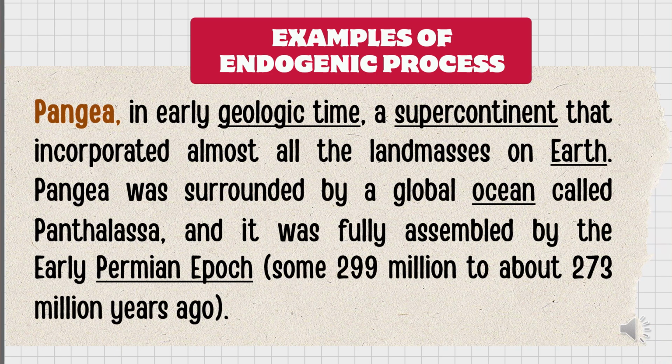Pangaea, in early geologic time, was a supercontinent that incorporated almost all the landmasses on Earth. Pangaea was surrounded by a global ocean called Panthalassa, and it was fully assembled by the early Permian epoch, some 299 million to about 273 million years ago.